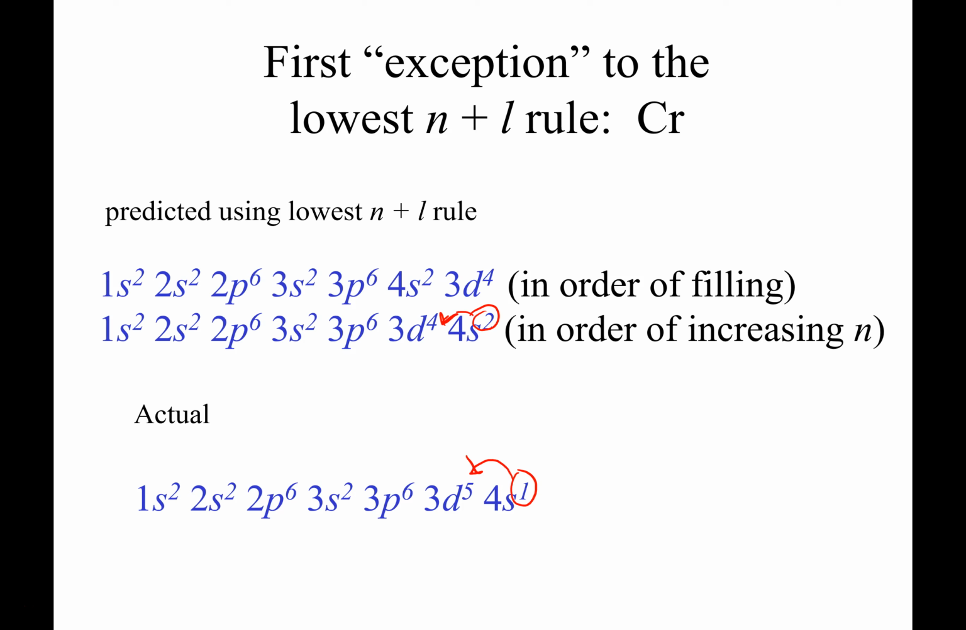Any D-type can accommodate 10 electrons since it's got 5 orbitals. So half of 10 is 5. So actually, in this case, each electron has its own room. It's nice and happy.